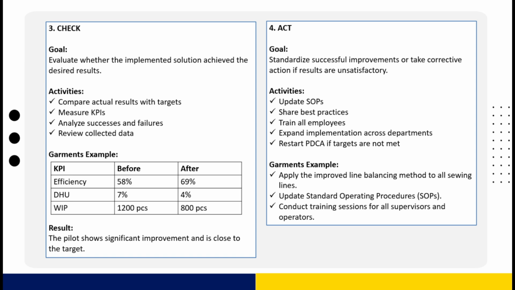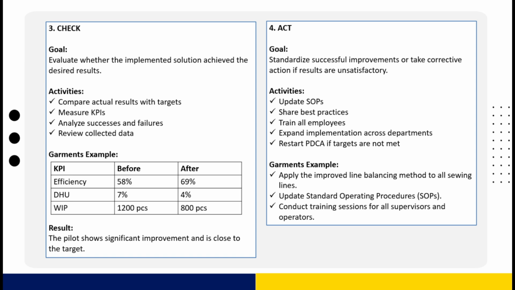The fourth and final step is act. The goal of this stage is to standardize successful improvements or take corrective actions if the results are not satisfactory. The activities include update standard operating procedures, or SOPs, share best practices, train all employees, expand the implementation across different departments. If the target is still not achieved, restart the PDCA cycle and continue improving. This makes PDCA a continuous improvement process rather than a one-time activity.